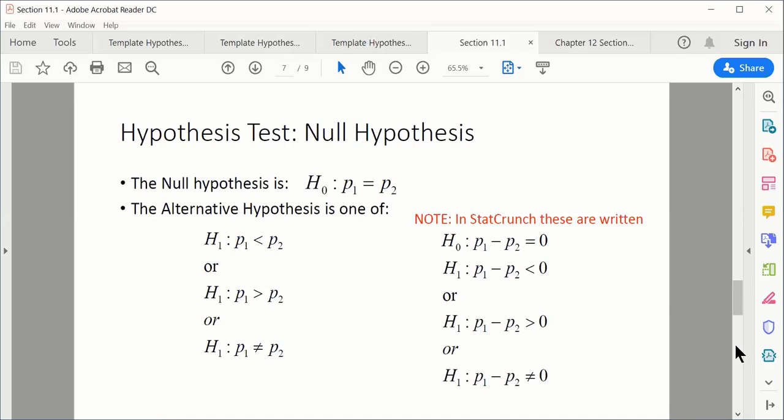StatCrunch writes them slightly differently. So instead of P1 less than P2, it'll say P1 minus P2 is less than 0. And for the null it's the same thing. It doesn't say P1 equals P2, it says P1 minus P2 equals 0. So if you want to set them up according to the left, because that seems easier, and then just convert them to the right, that might be simpler for you. So I'll do a little screenshot of that one so you can have it.